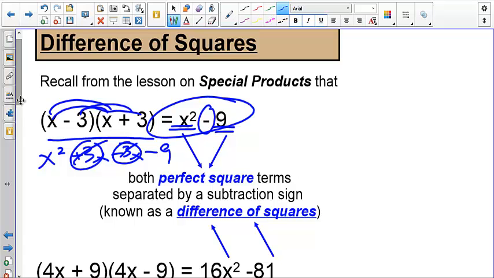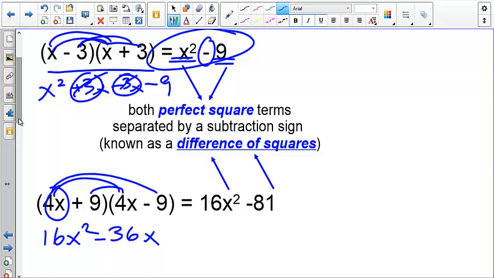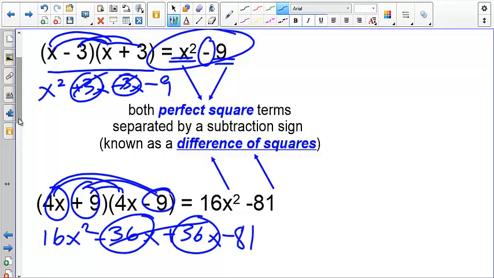A good example, a little bit further down, is 4x plus 9 multiplied by 4x minus 9. 4x times 4x is 16x squared. 4x times negative 9 is minus 36x. 9 times 4x is plus 36x. And positive 9 times negative 9 is minus 81. These two are identical, so they cancel each other out, and we wind up with 16x squared minus 81. This is also a difference of squares because 16x squared is square rootable and 81 is square rootable, and the sign in the middle is subtraction. So it's a difference of squares.